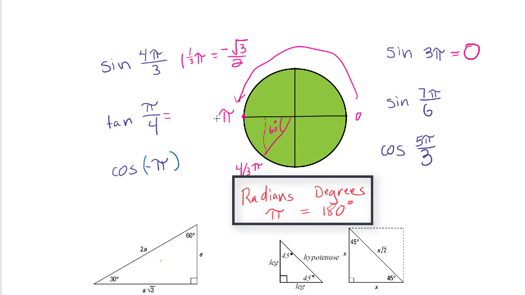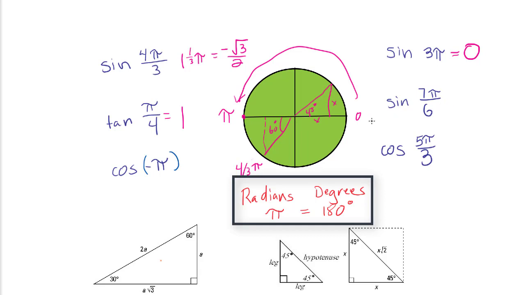Tangent, pi over 4. Okay, pi over 4 is essentially, given our conversion, pi radians for 180 degrees, is 180 over 4 or 45 degrees. This is essentially the tan of 45 degrees, which means my leg lengths are going to be the same. The answer is 1.